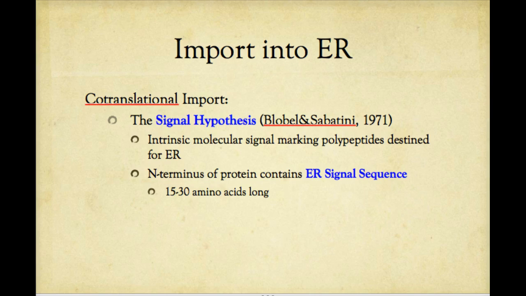We now know that any protein that needs to be co-translationally imported is going to contain what we call the ER signal sequence. In other words, within the DNA code for this protein, the very first few amino acids, about 15 to 30 of them, are not there to become part of the final protein. Instead, those 15 to 30 amino acids at the start of the protein, at the N-terminus of the protein, are simply the signal or the label that says that this protein belongs inside the rough endoplasmic reticulum.